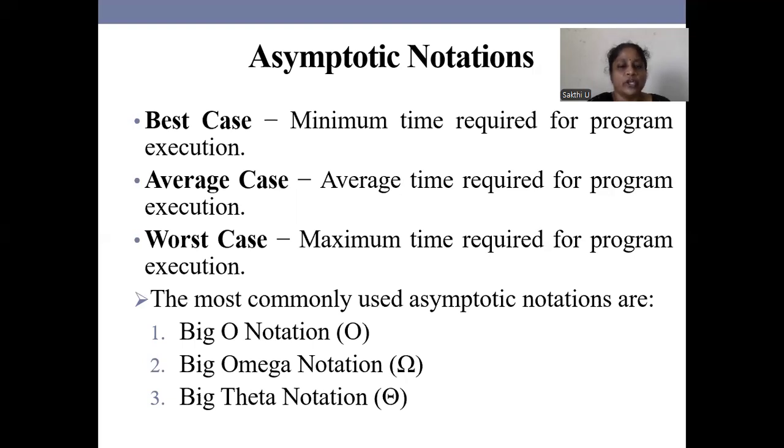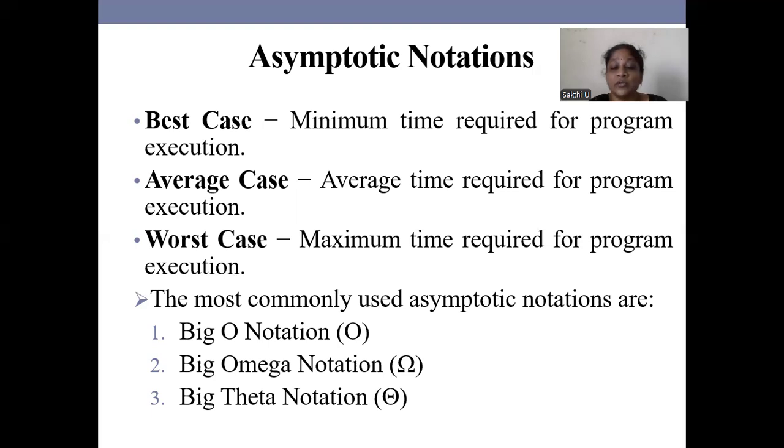Best case: if an algorithm takes the minimum amount of time or performs the minimum number of operations, it is called the best case. Average case takes average time, in between best and worst. What is the worst case? If the algorithm takes the maximum amount of execution time, the maximum time required to produce the result, it is called the worst case.